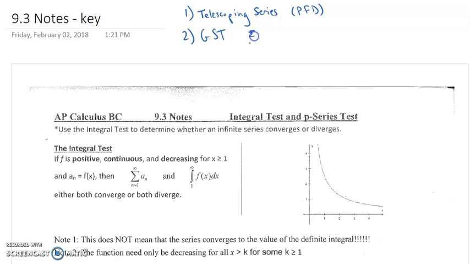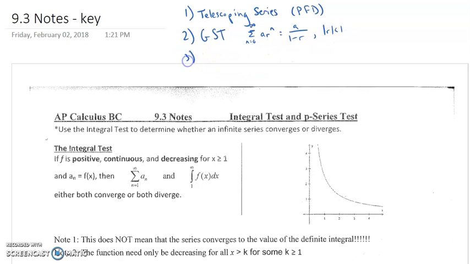This is the sum when n equals 0 to infinity of a times r to the n is equal to a over 1 minus r, provided that the absolute value of r is less than 1. Okay, that's an important one.